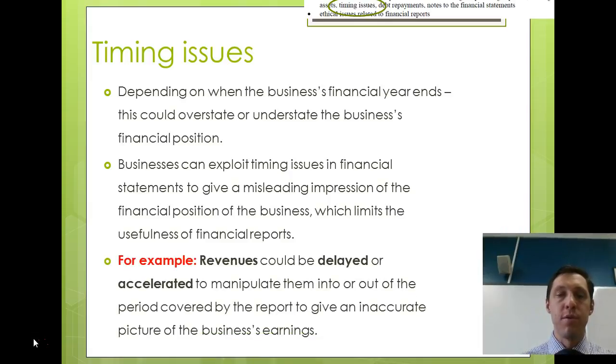So for example, revenues for the business and money coming into the business could be delayed, or indeed they could be accelerated to manipulate them into or out of the period covered by the report to give an inaccurate picture of the business's earnings. So for whatever reason, the business might want to delay revenues to make that particular financial year's revenues look worse than they actually were, and to make the following year's revenues better. Or conversely, a business might want to accelerate revenue into this particular year and not have them occur in the following year, which again, because of the timing, will create a distorted and inaccurate picture of the business's performance for that particular period.